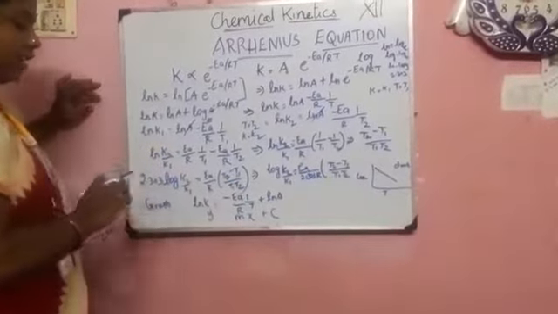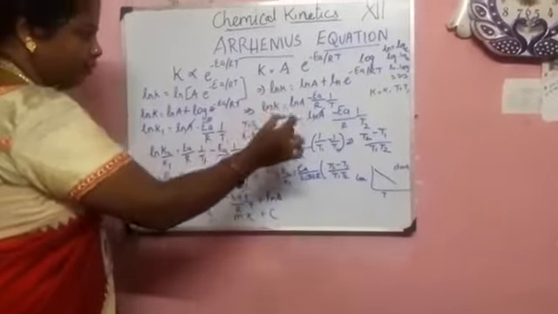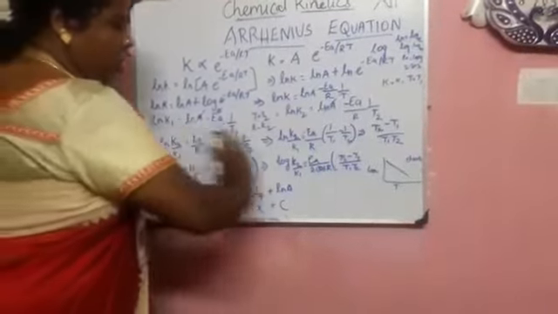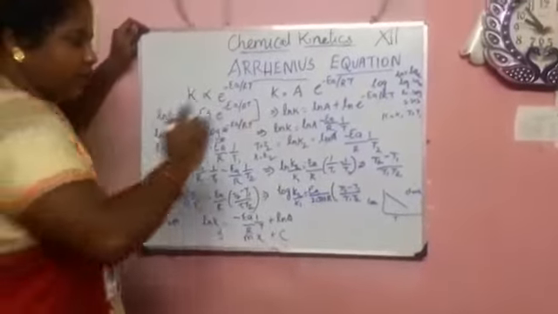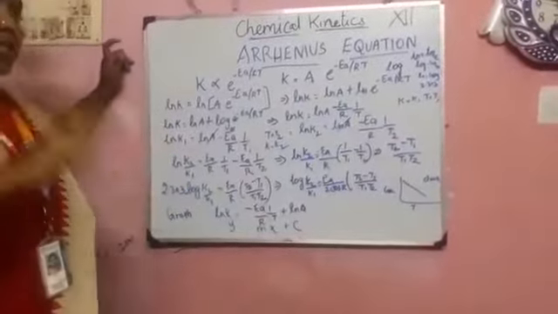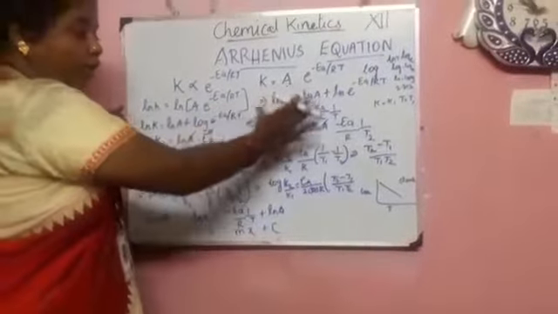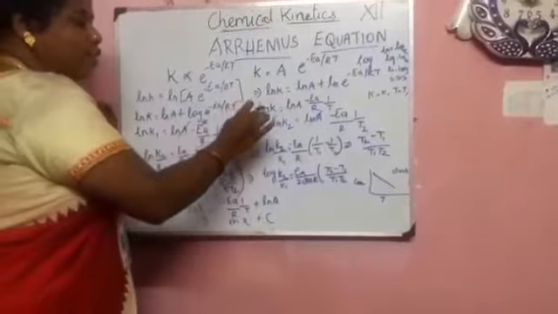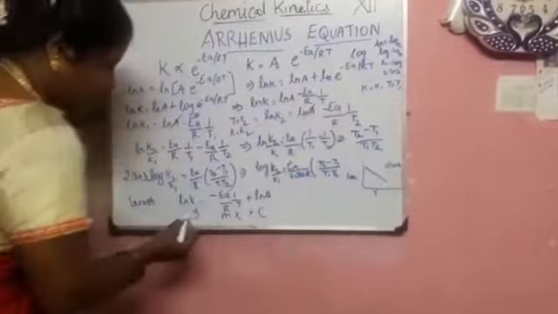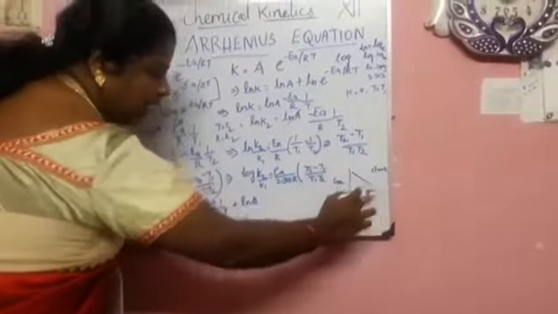Next, for the graphical representation: ln k equals ln A minus Ea by R into 1 by T, which is the normal form. We know the slope formula is y equals mx plus c, so we have to alter this equation according to the slope formula. Here ln k is y, minus Ea by R is m, 1 by T is x, and ln A is c. Then you plot the graph.